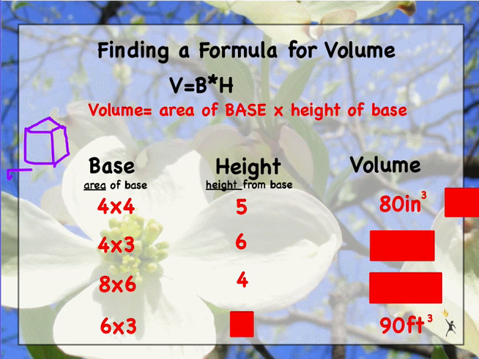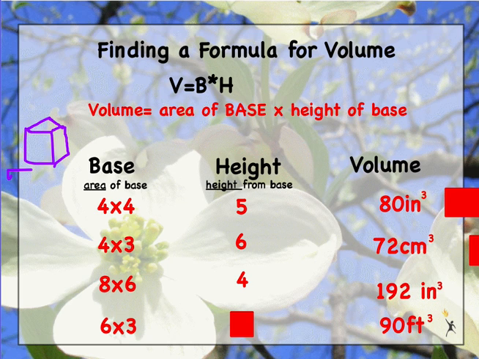16 times 5 is 80. So if the base is a 4 by 3, which is 12, but it goes up 6, 12 times 6 is 72 centimeters cubed. You should notice that we are measuring in cubic when we do volume. If my base was an 8 by 6, 8 times 6 is 48, and it went up 4, 48 times 4 is 192 inches cubed.